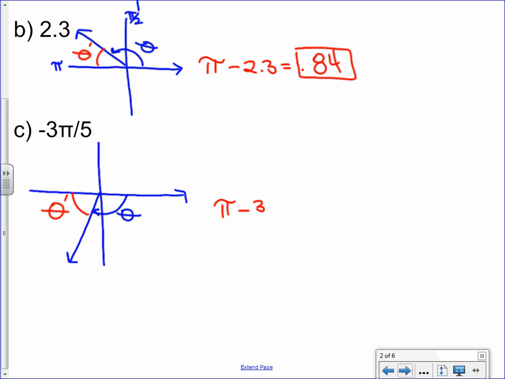Pi minus 3 pi over 5, right? If I look at these two, they form 180 degrees or pi. So if I take pi minus the 3 pi over 5, I should have this angle right here. Well, what is 1 pi minus 3/5 pi? 2/5 pi. Any questions about reference angles? No? Is that okay?